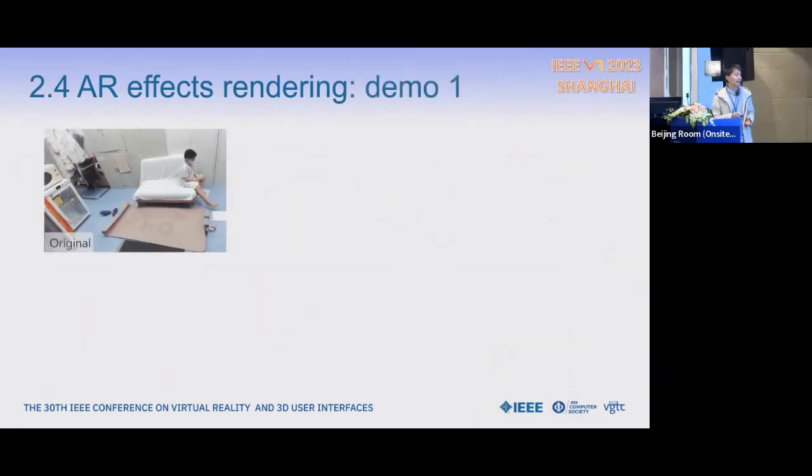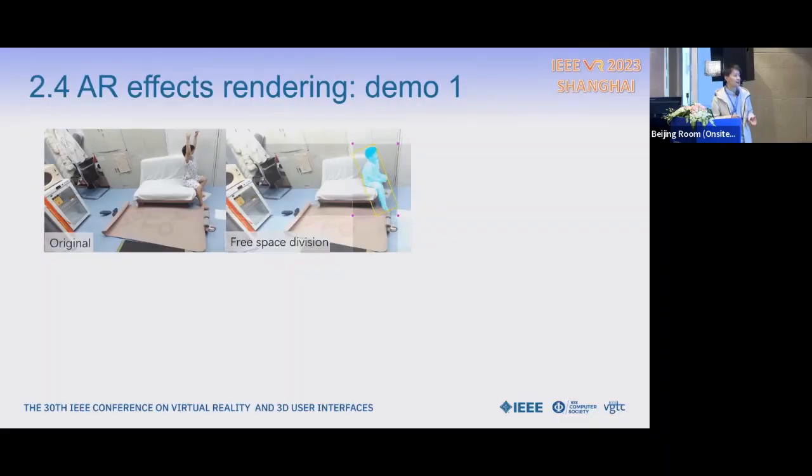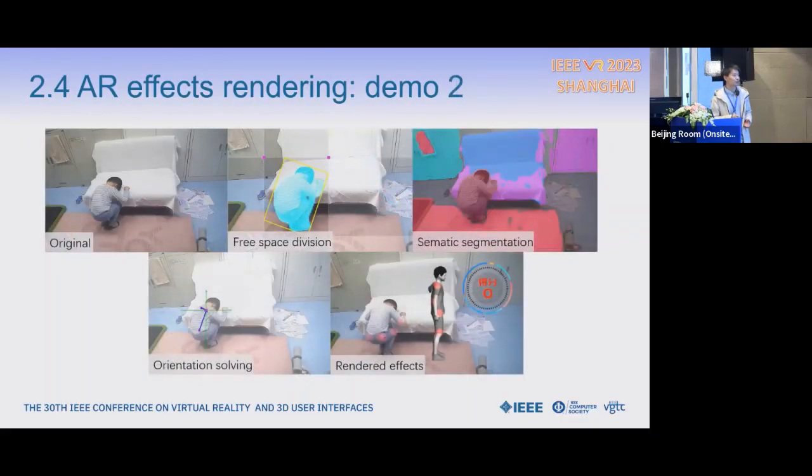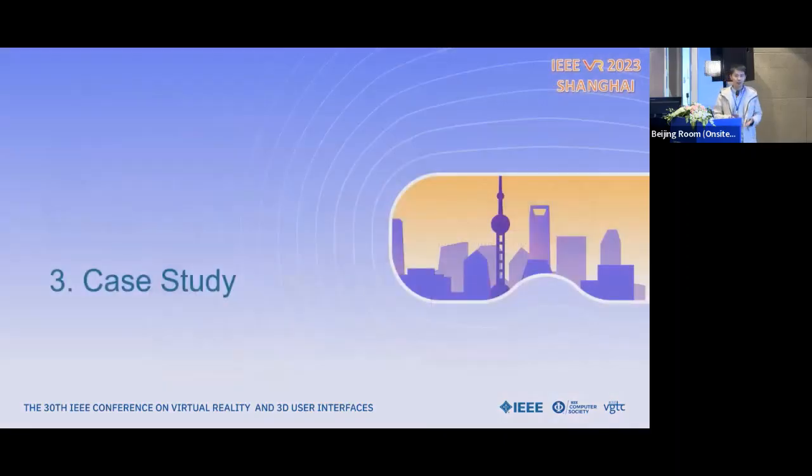This slide shows a demo of the AR effects rendering. And demo 2. Next, I will introduce some result cases of our system.